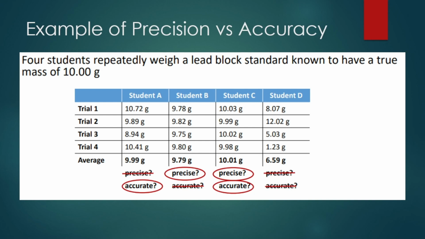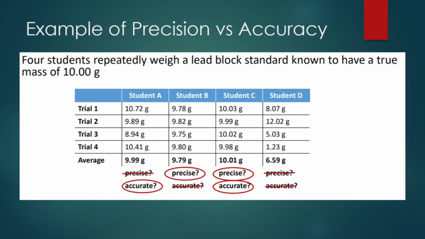However, if we look at student B, we see that we have an average here of 9.79 grams, which is precise because if you look at all the numbers, they're all closely related to each other. 9.7, 9.8, 9.7, 9.8. That's consistency, which is what precision is about. But it is not accurate because it is not close to 10. 9.7 is the average.